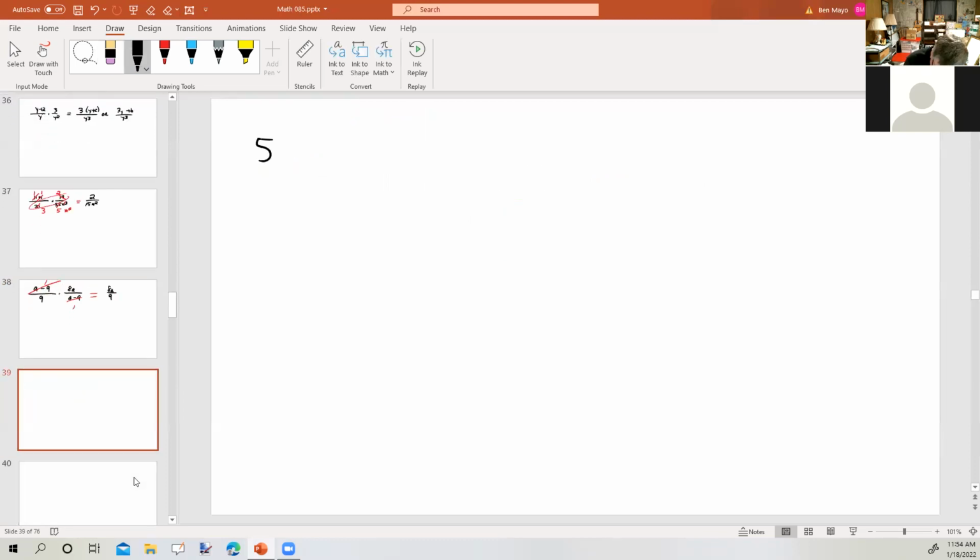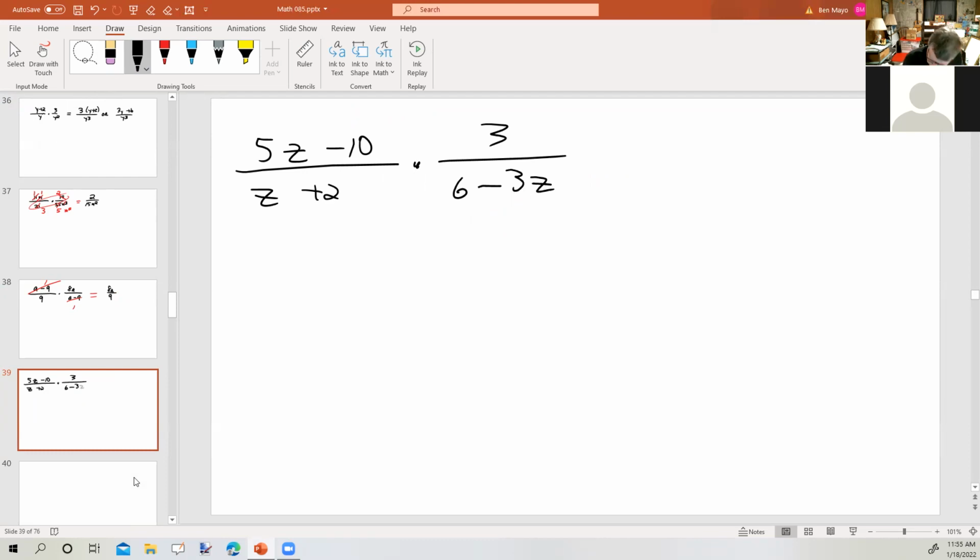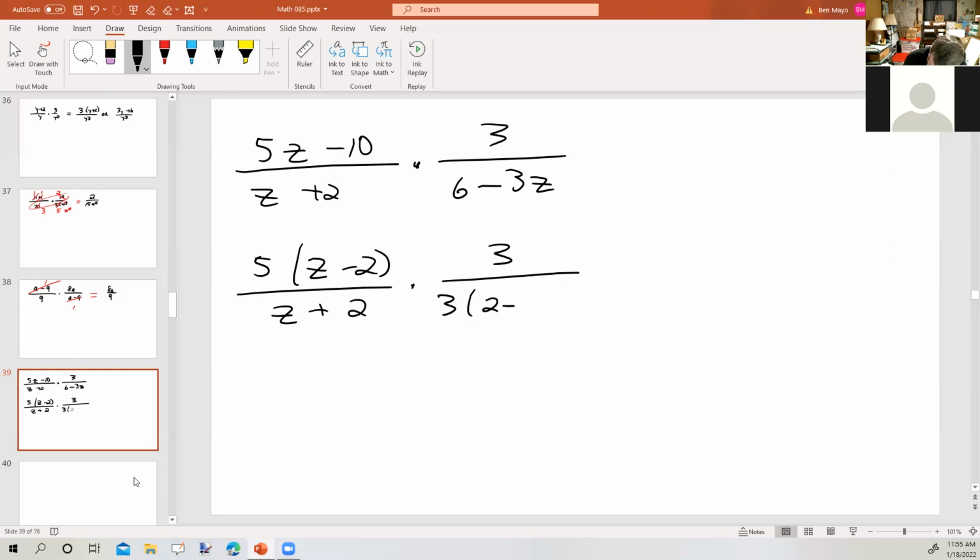What about this situation? 5z minus 10 over z plus 2 times 3 over 6 minus 3z. Let's factor everything first. Let's take that first 5z minus 10 and take out the greatest common factor. 6 minus 3z, take out the greatest common factor. Well, the 3's would reduce out. What about this? That's that negative 1, isn't it? So negative 1 over 1. And what have I got left?